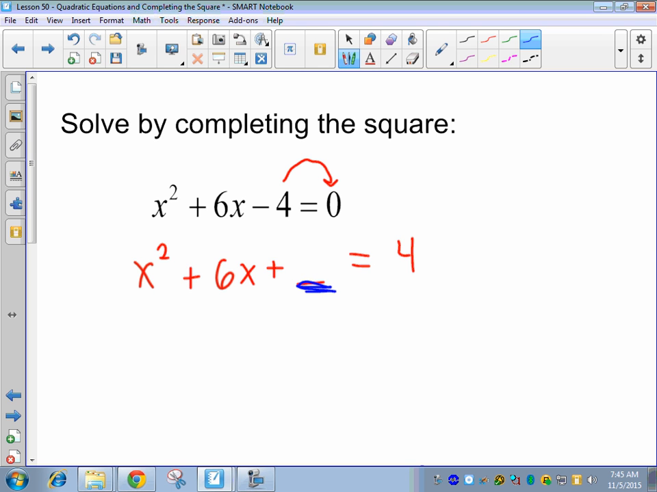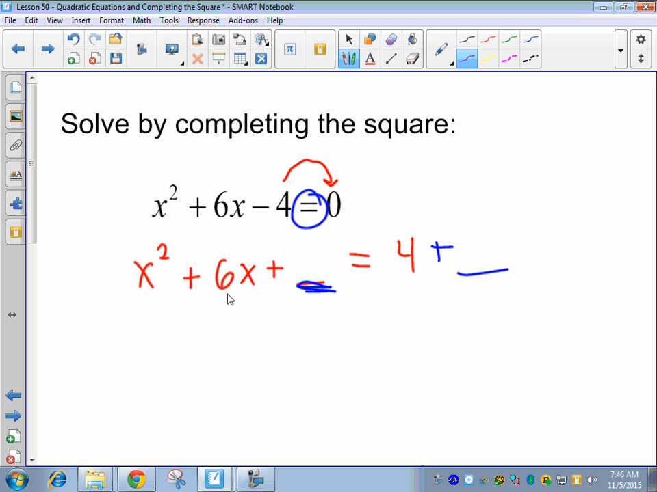Now, because we have an equation, you guys, in order to not change the equation, whatever we add to one side, we have to add it to the other side. So when you put plus a space, you're going to put it on both sides of the equation, so we're not changing the value of the equation. And now we're going to complete the square.